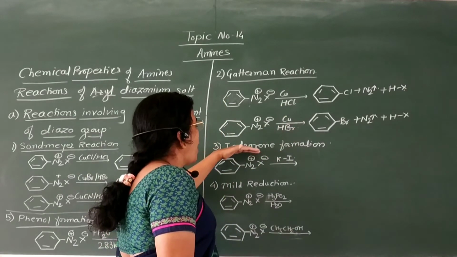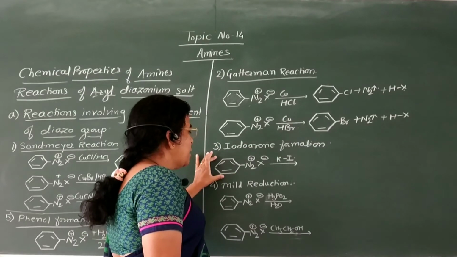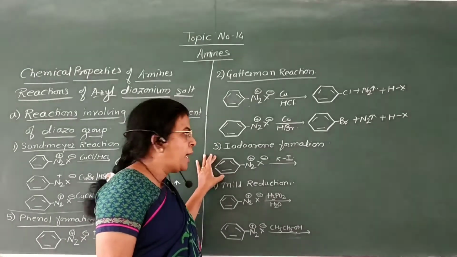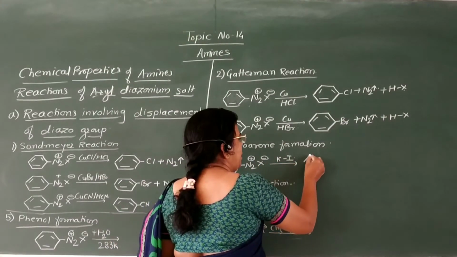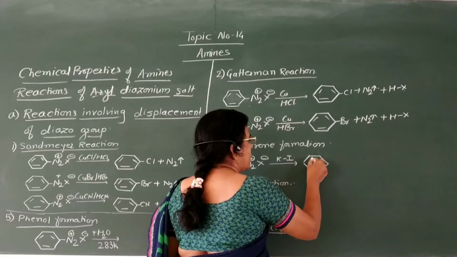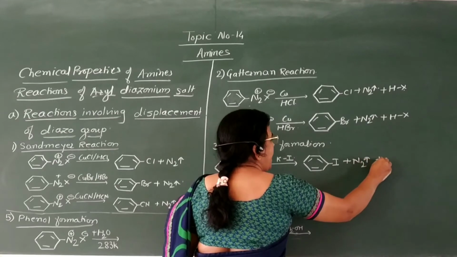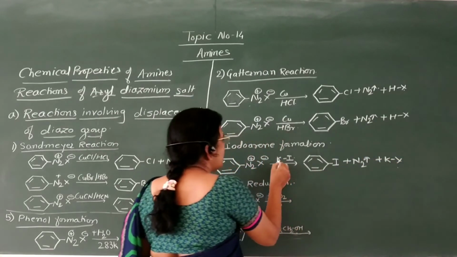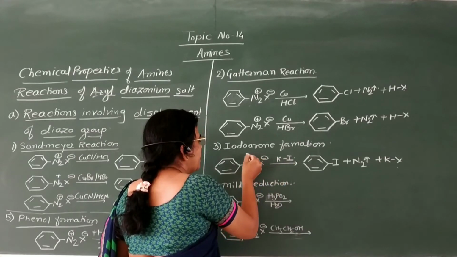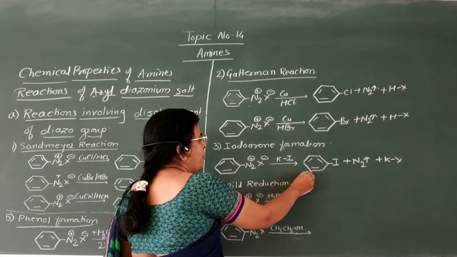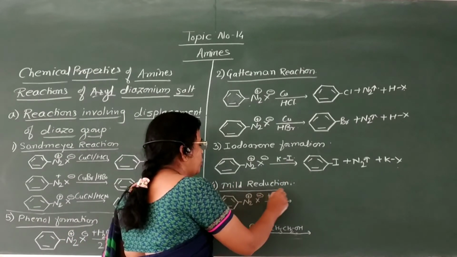Then formation of iodoarene or iodobenzene. Now in this case, when this aryl diazonium halide is treated with KI, then we will get iodobenzene plus N2 plus KX. That is, this I is replaced by this X and this I gets replaced by this N2 to give iodobenzene.